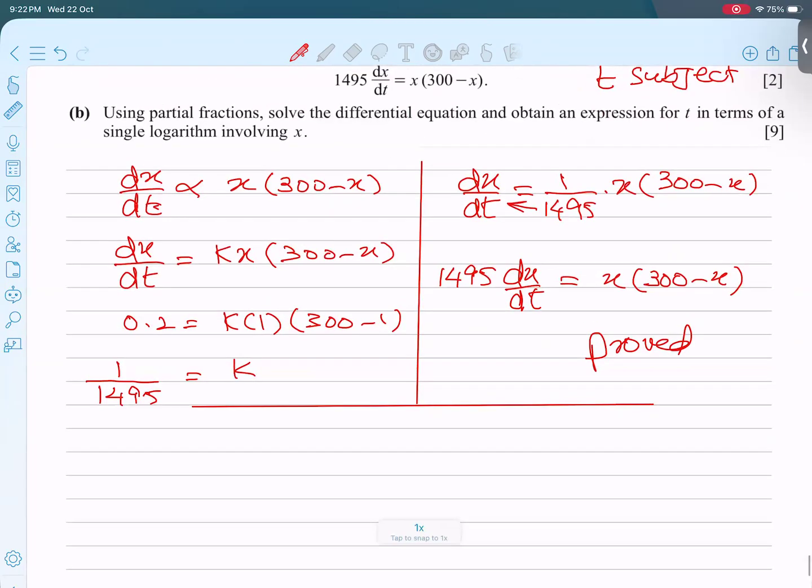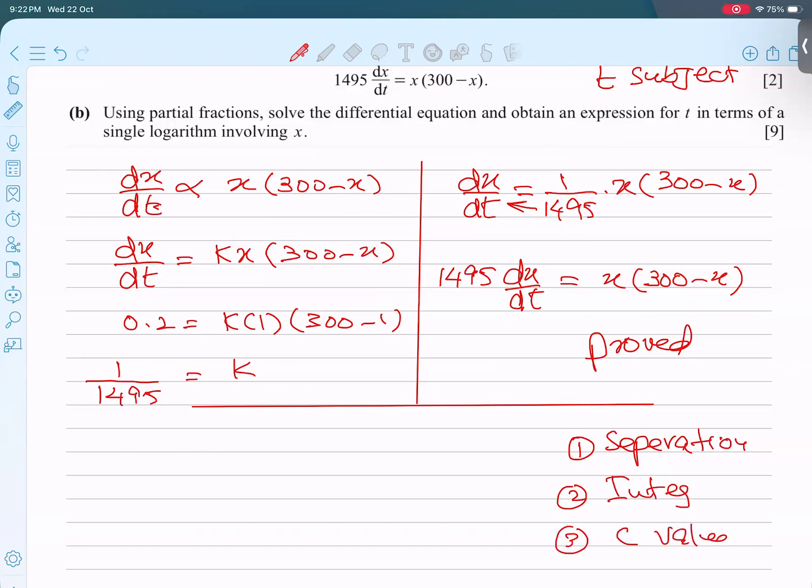First of all, all of you know it, we have 4 steps. Number 1, separation of the variables. Number 2, integration of both sides. Third, find the c value. Afterwards, make the subject. So this is the whole story.